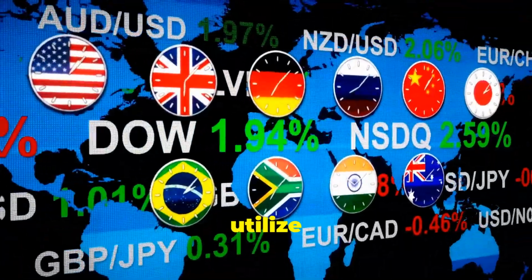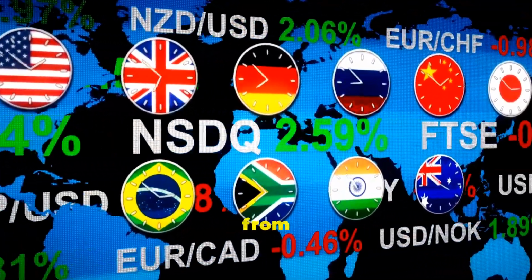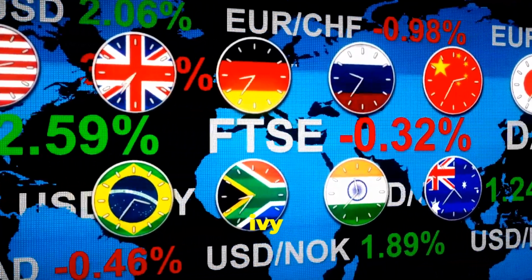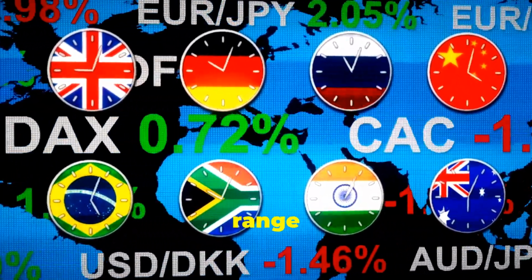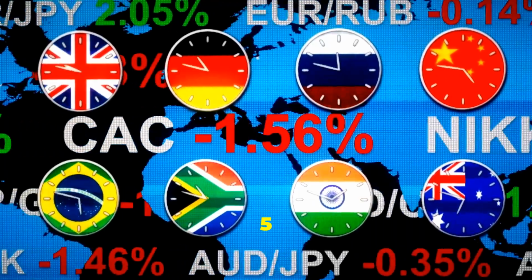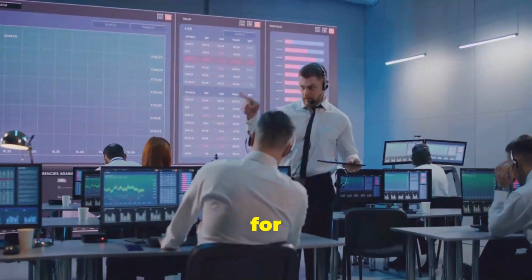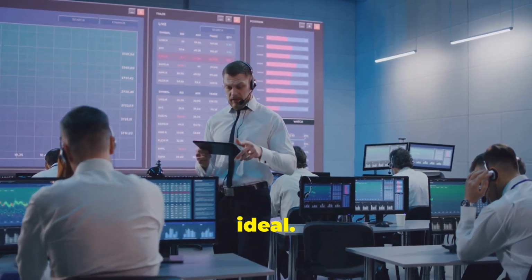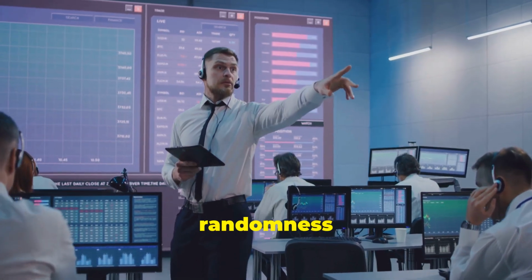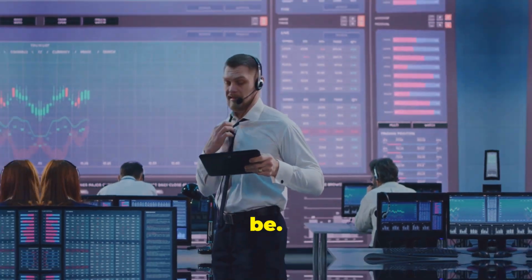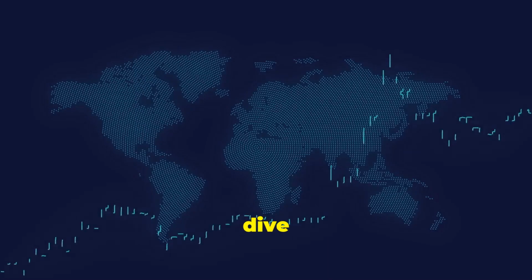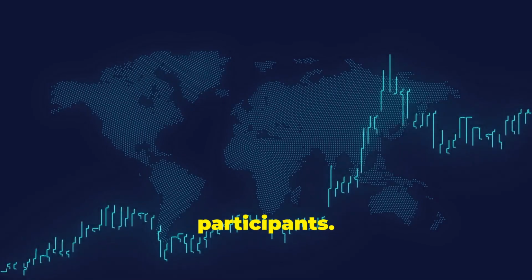We also know we can utilize large studies from multiple Ivy League schools that show using a multiple of the average true range, typically 3 to 5 ATR for stop loss, is ideal. In short, we compensate for the randomness by using math to determine where our stops should be. From there, we did a deep dive into the various market participants.